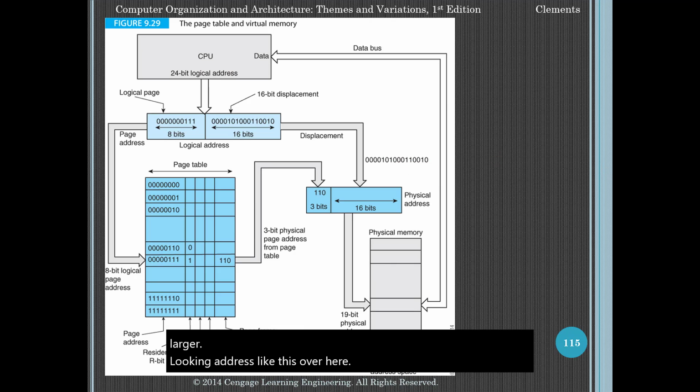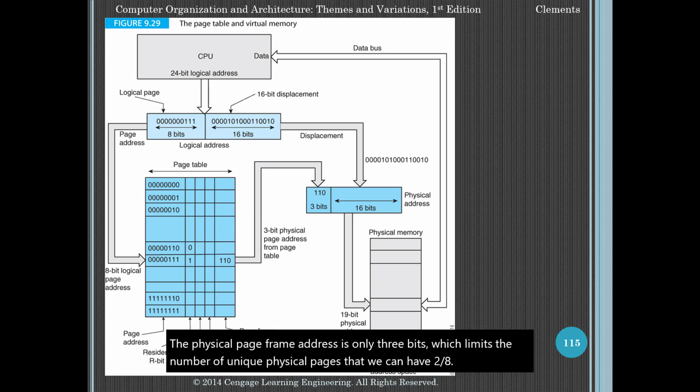And so although there are 256 possible entries in the page frame table, which is one for each logical page, the physical page frame address is only 3 bits, which limits the number of unique physical pages that we can have to 8. And consequently, a different physical page frame in random access memory cannot be associated with each of the possible logical page numbers.